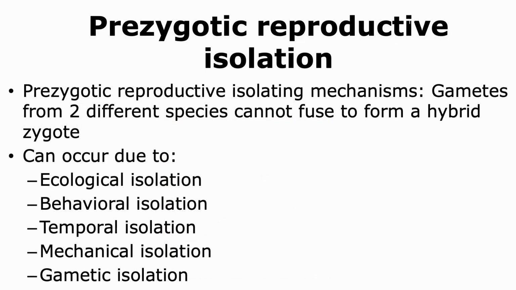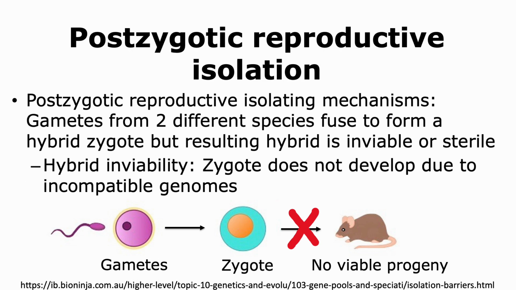Thus, there are many different types of prezygotic reproductive isolating mechanisms that do not allow the formation of a zygote. In the event that two species are able to mate and their gametes are able to fuse to form a hybrid zygote, there can be postzygotic reproductive isolating mechanisms that do not allow that hybrid zygote to develop into its own organism, or if that does happen, then the resulting organism could be sterile.